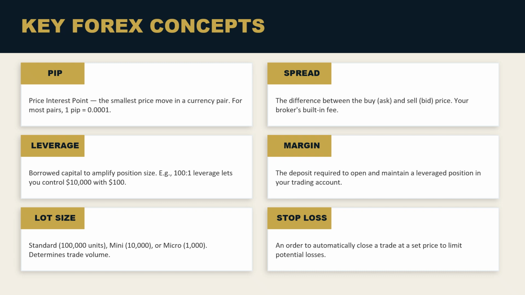Then we have leverage. This is a powerful tool. It's essentially borrowed capital from your broker that allows you to control a much larger position than your account balance would normally allow. For example, with 100:1 leverage, you can control $10,000 with just $100 of your own money. We'll talk more about the risks of this in the risk management section.